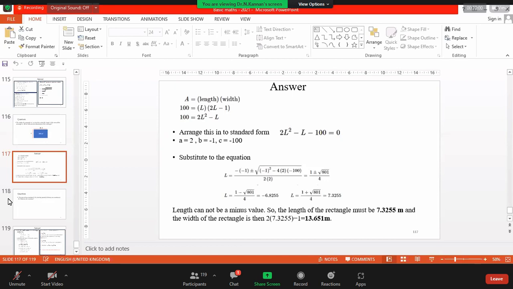I get the A, B, C coefficient values. Then I substitute them into the quadratic equation and solve it. Then you are getting the value 7.324 for L, correct? Yes, sir. Yes, very good.